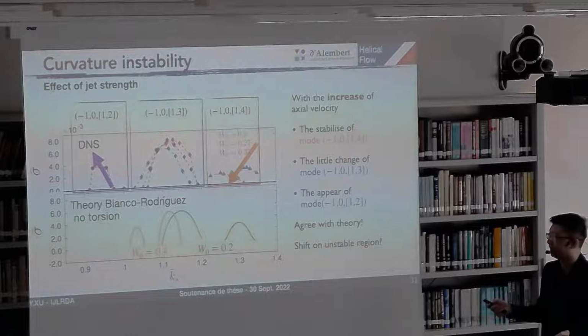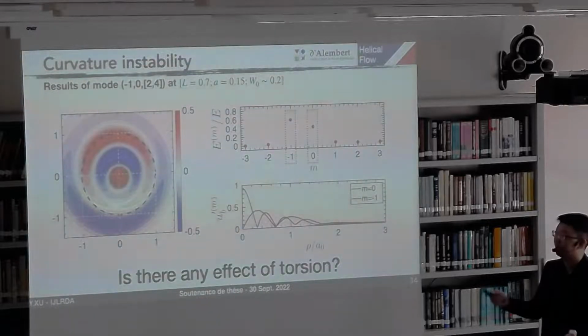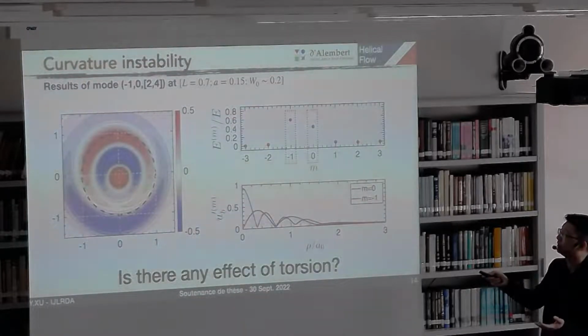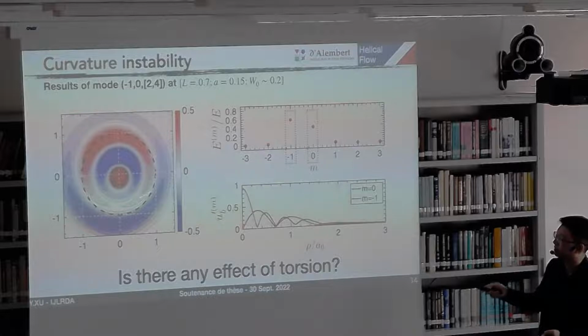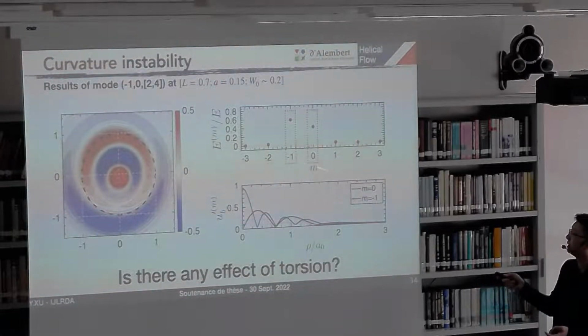So is this really an effect of torsion? We pass to the modes -1, 0, 2, 4 here for the same base states. So here you can also find its structure in the perpendicular plane. The dominant modes are -1, 0, and the bracket 2, 1, 2, 3, 4 as in the theory.